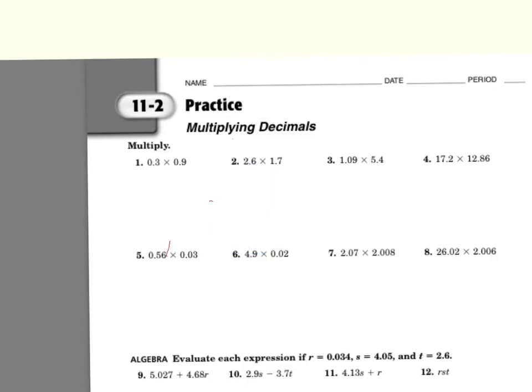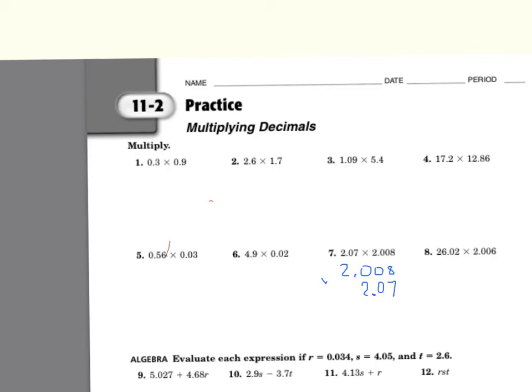Let me get rid of that. Okay, let's go to a really hard one. Let's go to number 8. I think that number 8 will give you a lot of good practice. No, let's do number 7. On number 7, the first factor has 3 digits and the second factor has 4. And the one with the most digits is the one that I would put on top. So 2 and 8 thousandths times 2 and 7 hundredths.